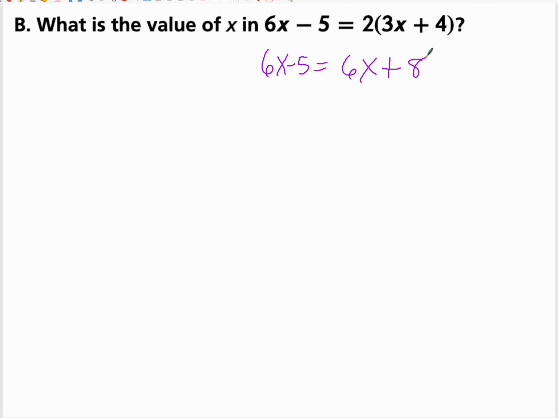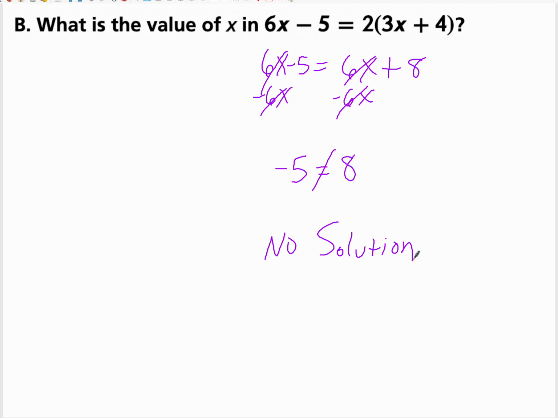And the reason we have no solution is, look what happens if we try to solve it. Subtract 6x, subtract 6x. Well, the x's are gone now, and all I have left on the left side of the equation is a negative 5, and on the right side a positive 8. And that is not true. That doesn't work. It's never going to work. It doesn't matter what value I put in for x, any number that you can think of, it's never going to work. So this is a no solution equation. No solution. All right.